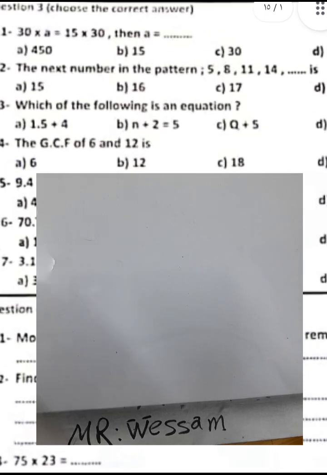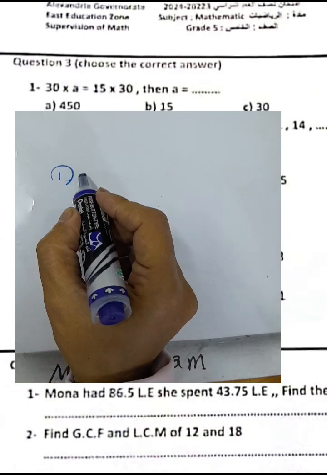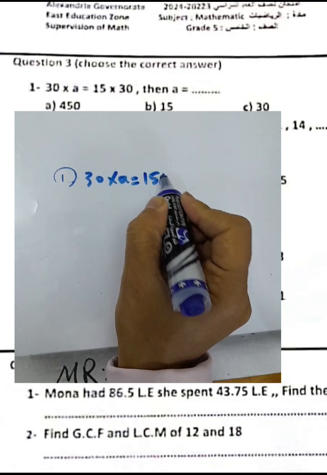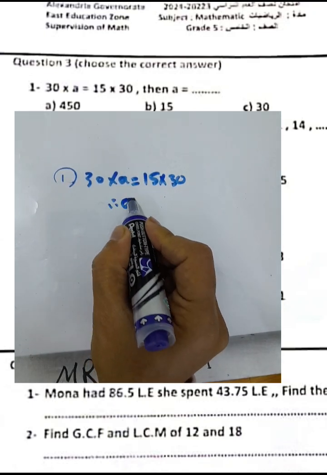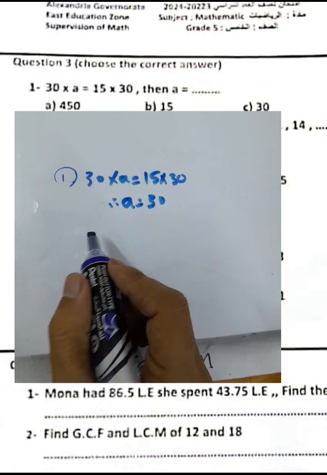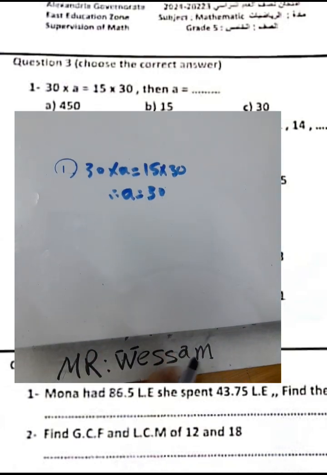Alexandria test. Look with me at question number 1. Choose the correct answer. If 30 multiplied by A equals 15 multiplied by 30, then the value of A will be 30, because 30 times 15 equals 15 times 30. We use the commutative property here.